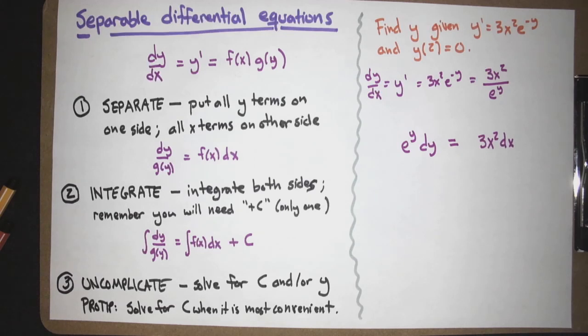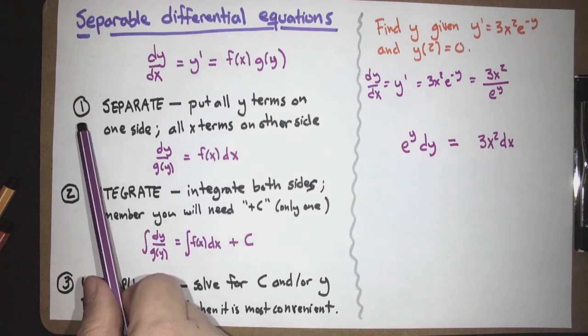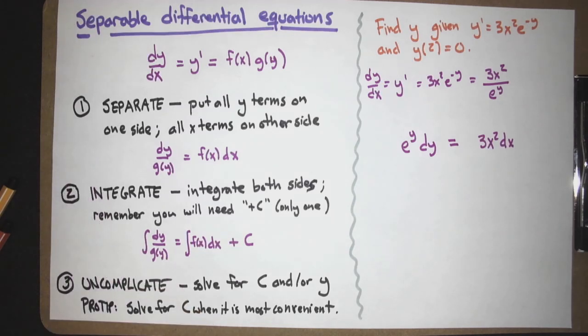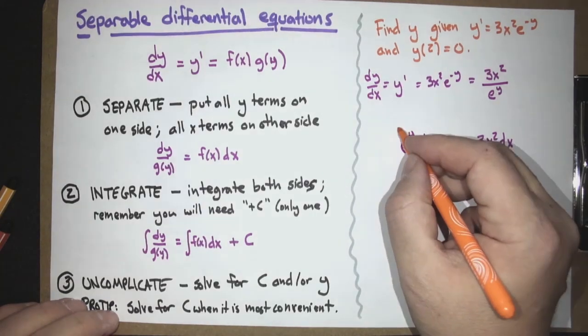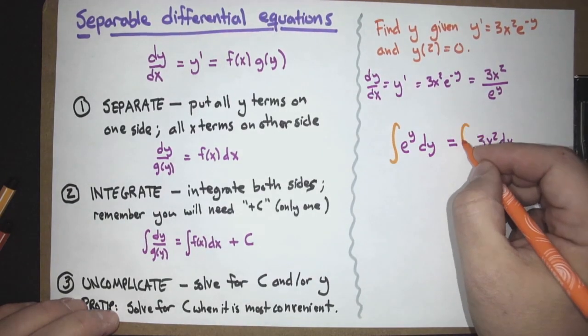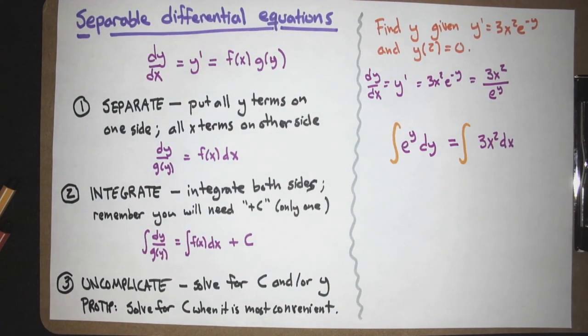Now, here's the fun part. Now that you've gone to this stage, step one is complete. Step two, integrate. So we're now going to integrate both sides. And after you integrate, remember you're going to need a plus c. You only need one plus c. You don't need to have each side get its own plus c, because constants get absorbed. So you only need one constant. What's the integral of e to the y dy?